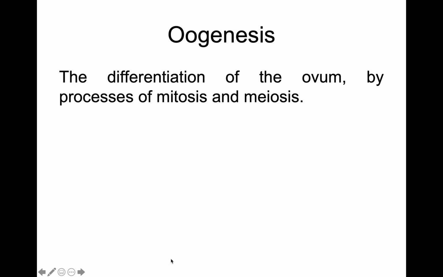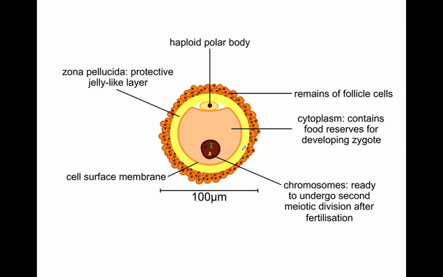So, oogenesis then is the differentiation of the ovum by processes of mitosis followed by meiosis. This is a secondary oocyte. So the secondary oocyte is the structure, it's more than just one cell, that is released during ovulation.